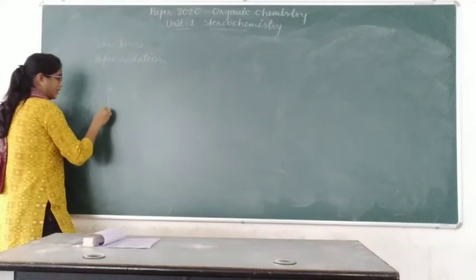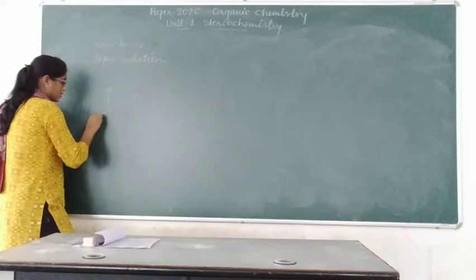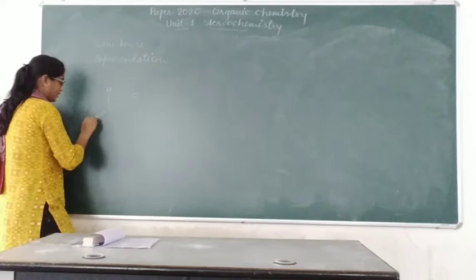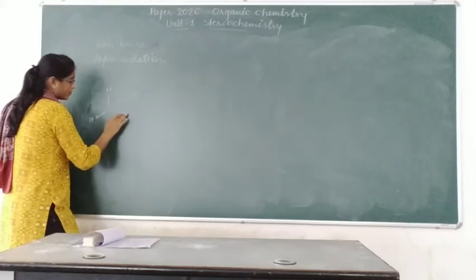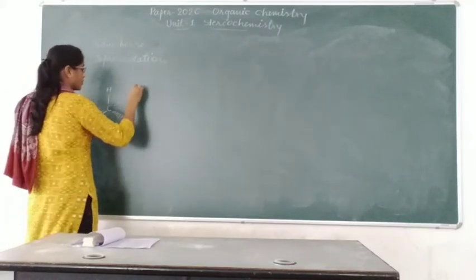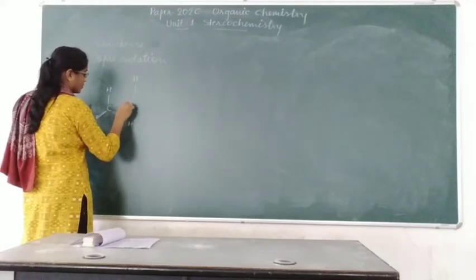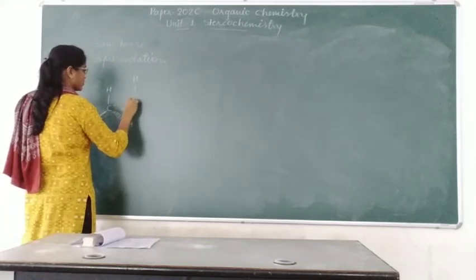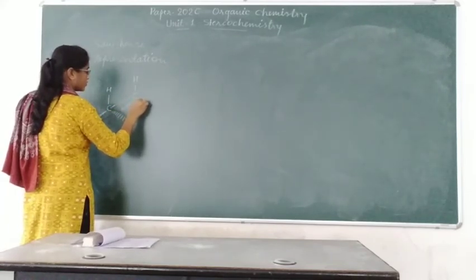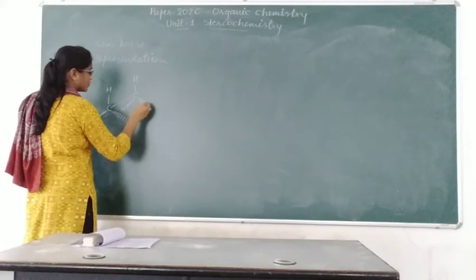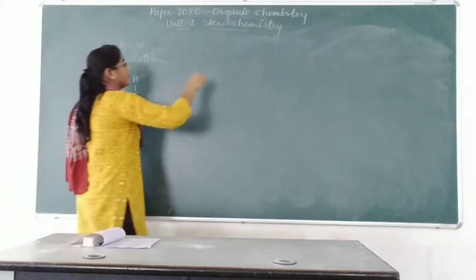And another atoms attached with carbon we can show by ordinary lines or this dotted and bold lines. So this is called Sawhorse representation.